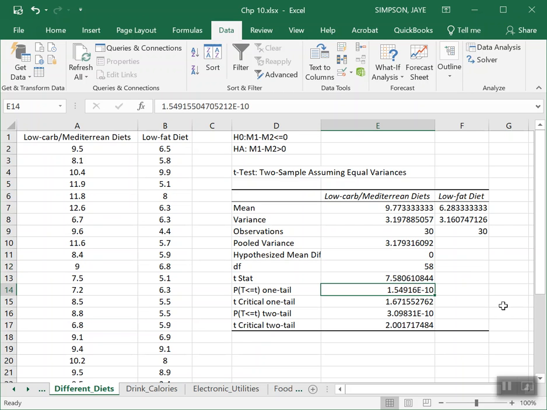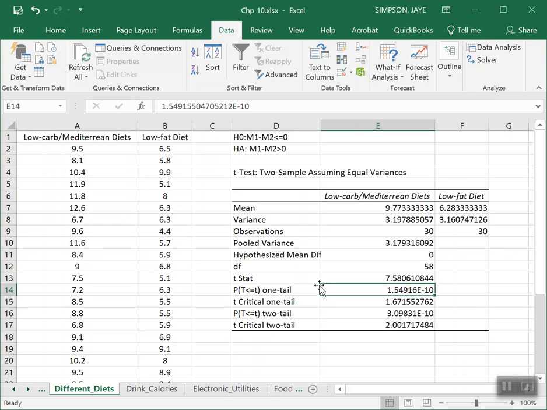Now notice it's 1.59, but it's written in scientific notation, which means it's e to the negative 10, which means we need to move that decimal over and put like 10 zeros before that decimal. Or really, I guess 9 zeros before that decimal. So this p-value is definitely less than 0.05. In fact, it's less than 0.01.